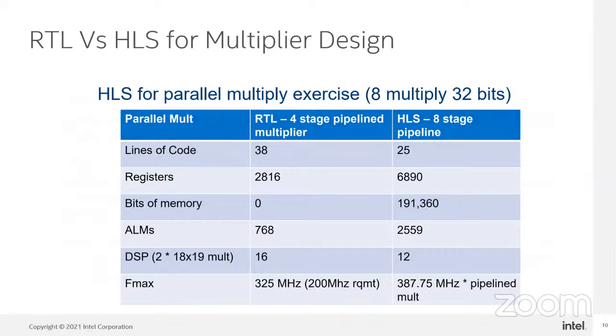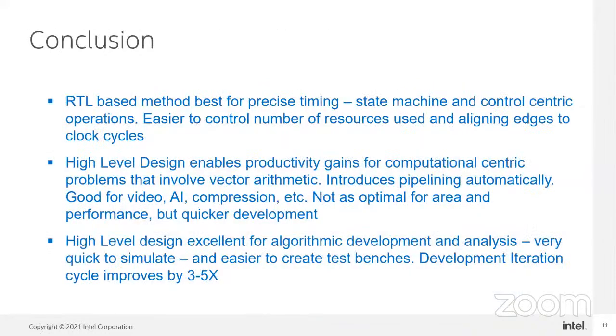What is the conclusion at this junction when you say the RTL-based method is best for precise timing? Wherever we use the state machine and control-centric operations, it is better to use the RTL-based method because that will help you to perform precise timing. And it is very easy to control the number of resources and align edges in terms of clock cycles. So writing the code in terms of clock cycles is very easy.